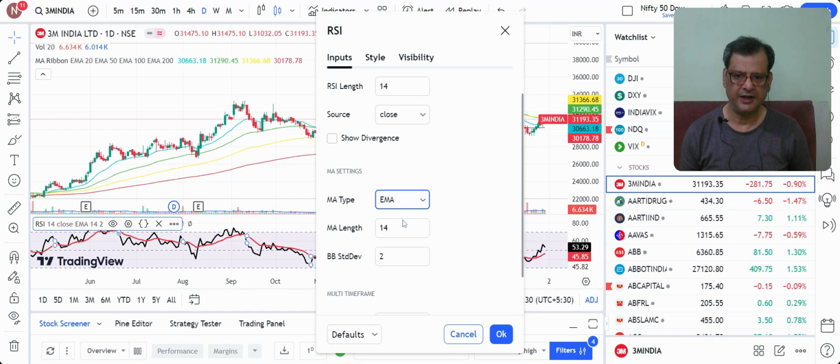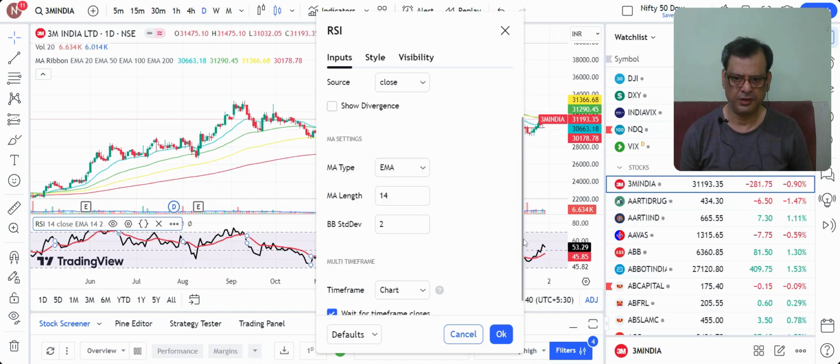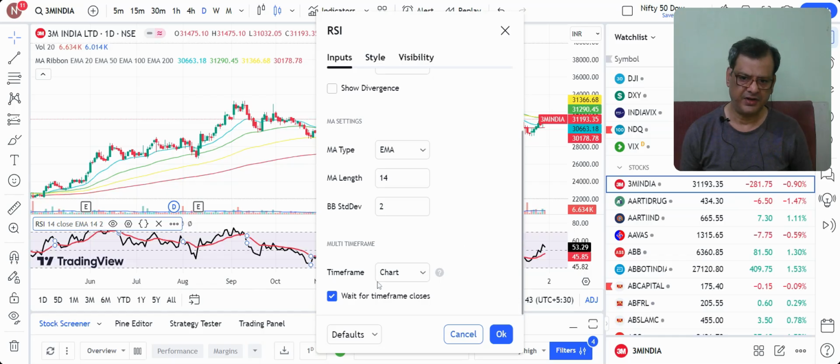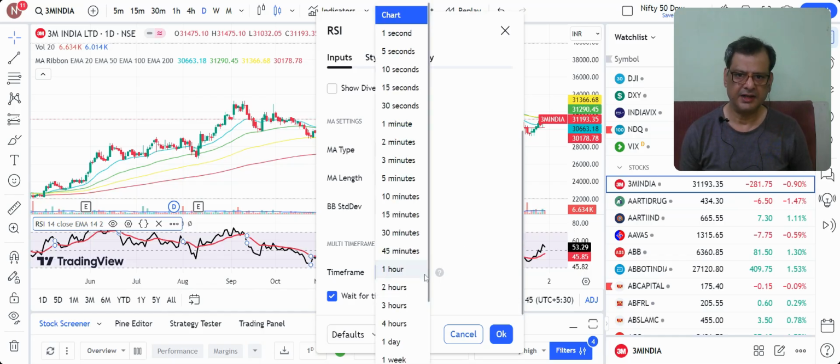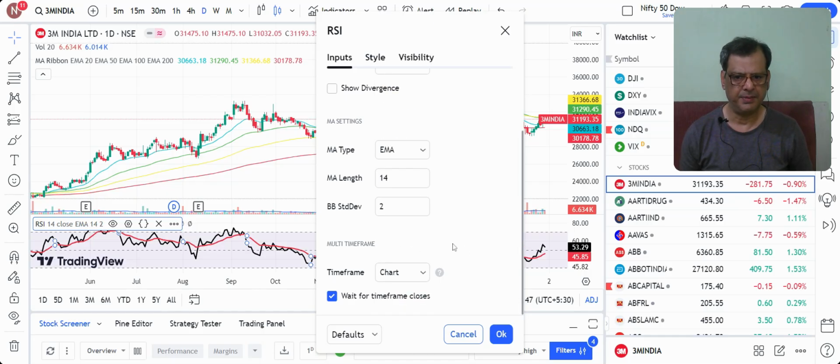So I have selected EMA. MA length. This red line that you see is the MA length, and standard deviation is 2. Just keep it as default. Okay. Time frame is chart. Rather than put any interval here, keep it as chart so that when you change this, RSI changes accordingly, and wait for time frame closes. You have to wait for it.